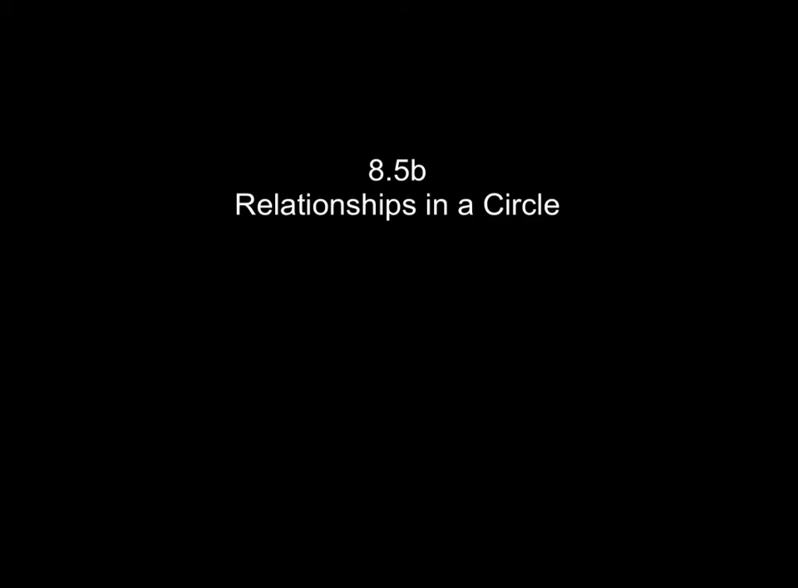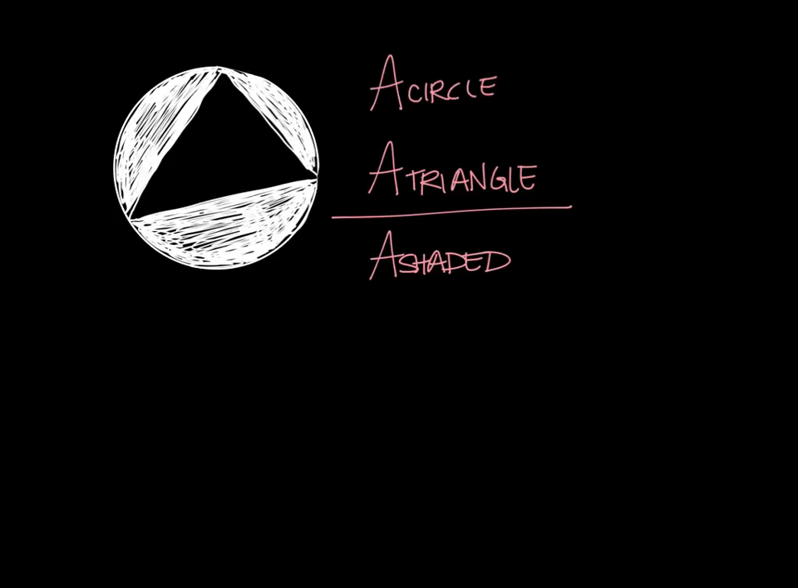Here's the second half of relationships in a circle of 8.5. Okay, so we have this circle here, and we have erased some of it. So we have some white that we want to find the area of, the unshaded part, right? So in order to do this, just like you guys have been practicing, you want to find the area of the entire circle first, and then you want to find the area of the triangle inside.